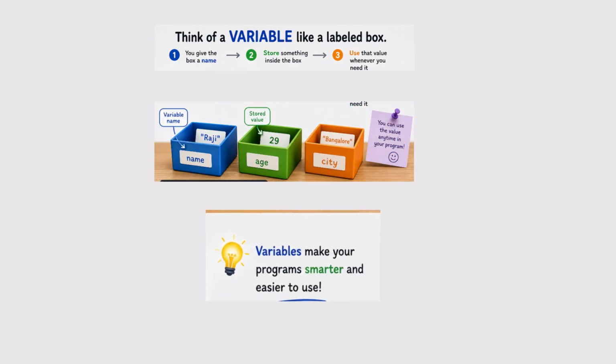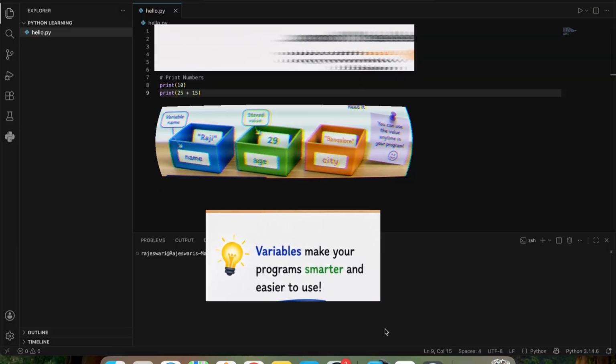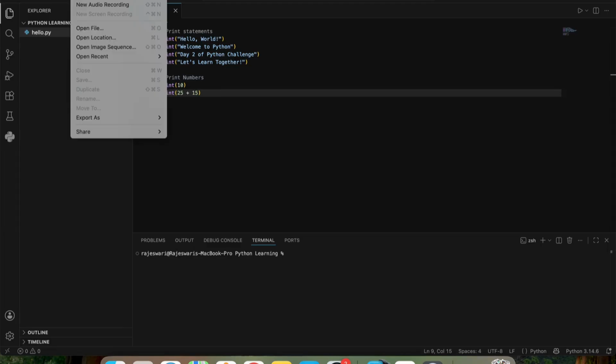Think of a variable like a labeled box. You give the box a name and store something inside it. Later, you can use that value whenever you need it.